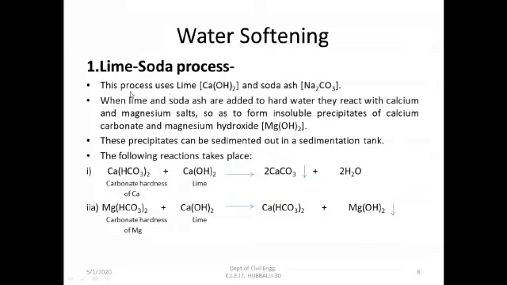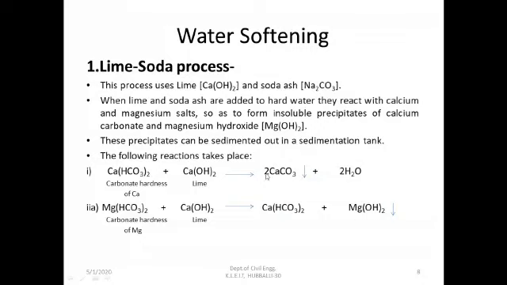Here, it uses lime and soda ash. When lime and soda ash are added to hard water, they react with calcium and magnesium salts to form insoluble precipitates of calcium carbonate and magnesium hydroxide. These precipitates can be sedimented out in a sedimentation tank, and that's why they can be combined with the conventional treatment methods.